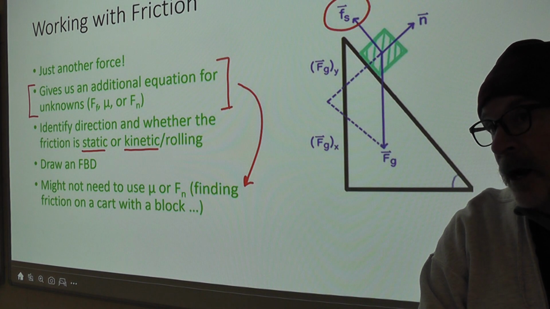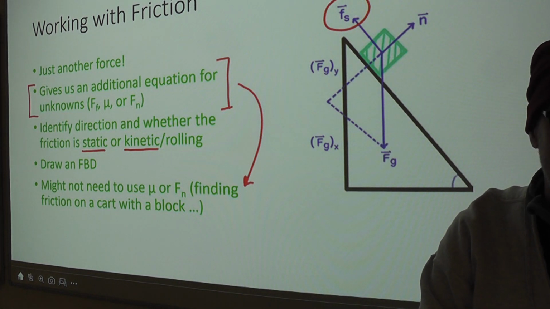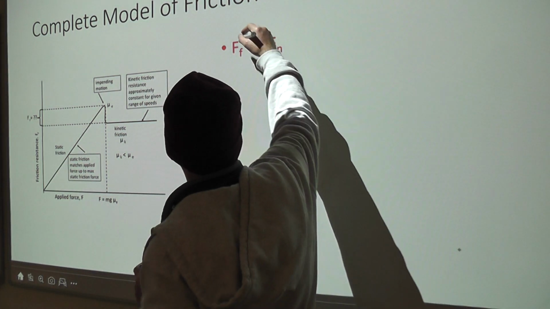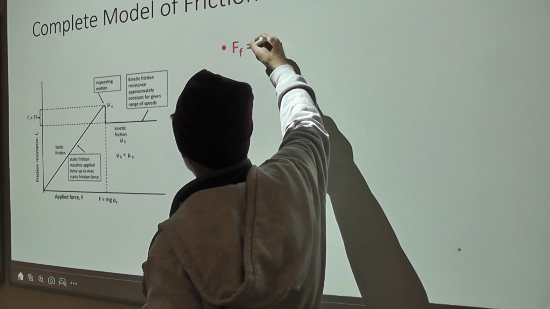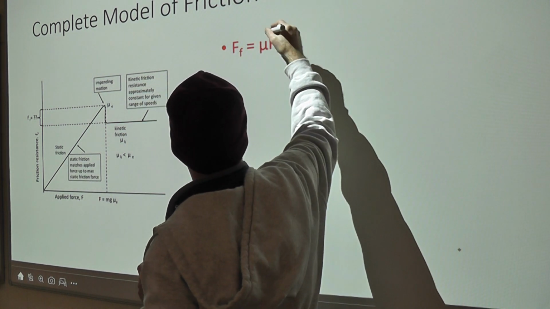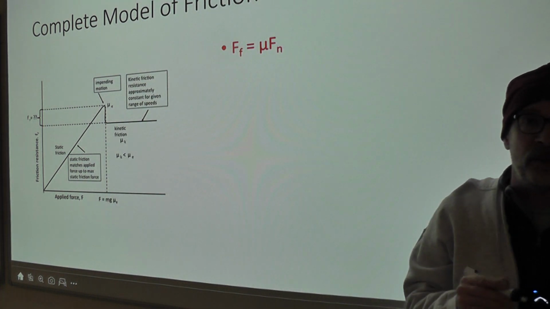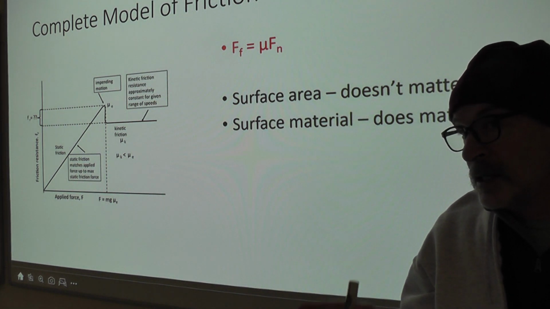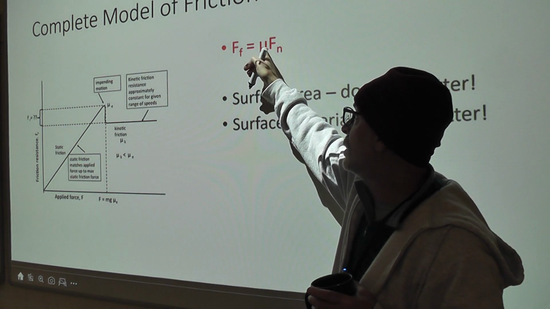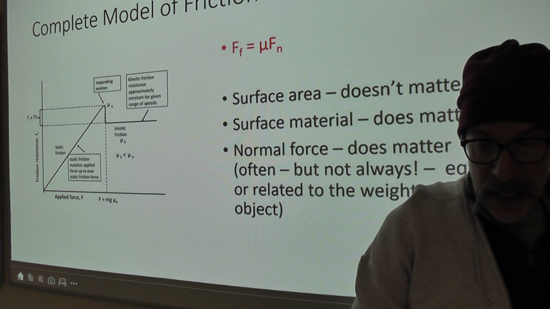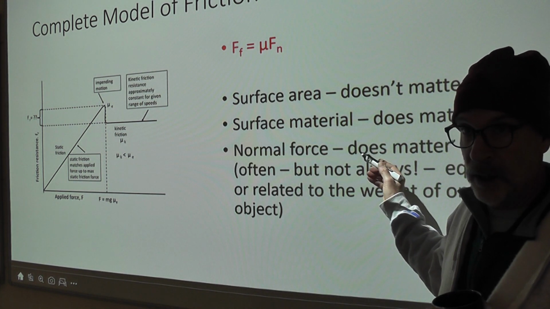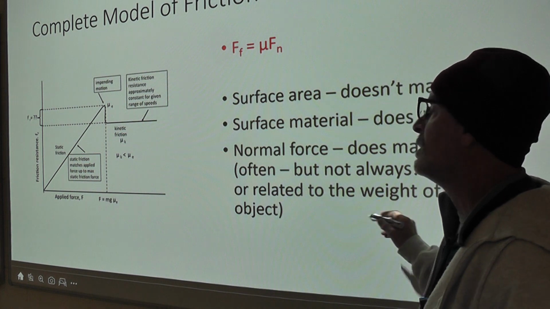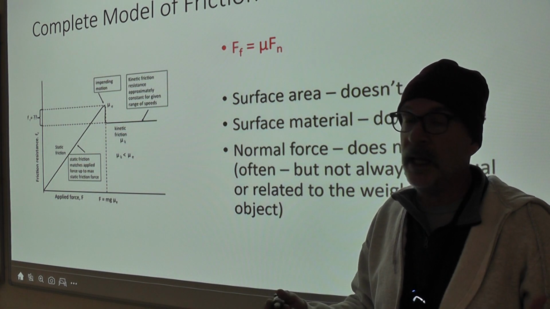What I'm showing you is not a friction equation. It's not the equation for friction. It's a model for friction. And what that model says is that the force of friction on an object will be related to the stickiness of the surfaces and how hard those objects are being pushed together. That's it. Surface area doesn't matter. The material doesn't matter except as it determines the stickiness. And the normal force will matter, but as we'll start to look at today, the normal force is not always going to be the same as or related to the weight of an object.